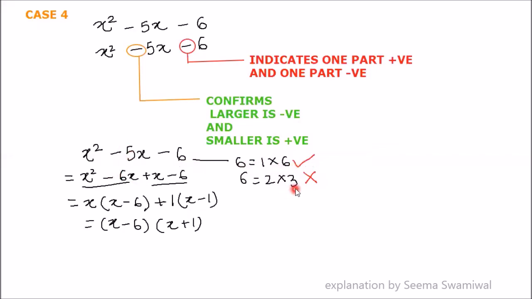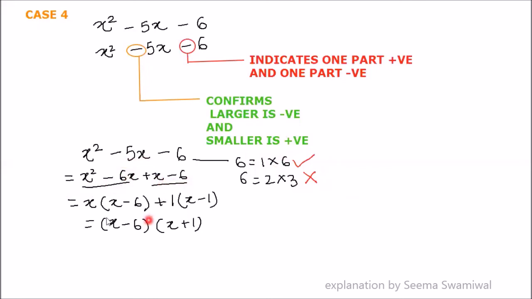But if you give the larger part minus and the smaller part plus, you will get minus 3 plus 2, which will give you minus 1. But you want minus 5. So that means this one is wrong. So let's rewrite minus 5 in this way. So this is x square. The larger part will be given a negative sign. The smaller part will be given a positive sign.